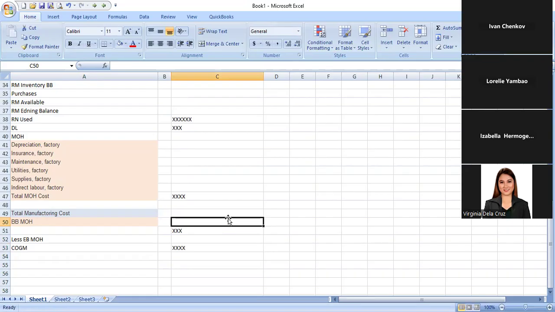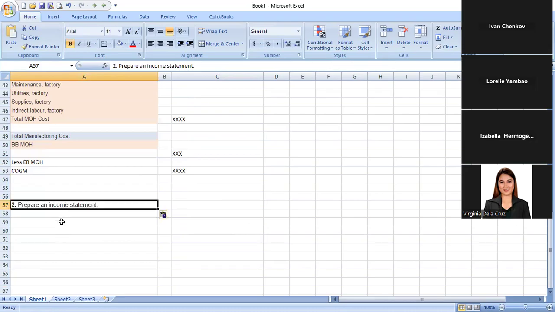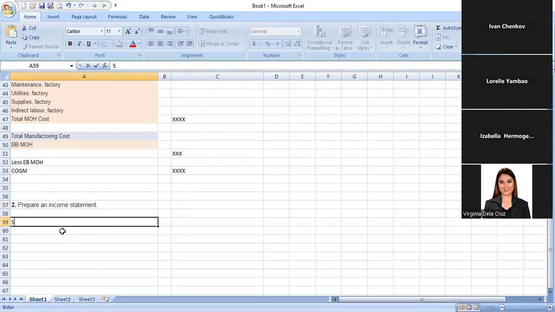Now, once you have the cost of goods manufactured, the next question will be to prepare the income statement. For the income statement, you have to start with sales. Then you have to get the cost of goods sold.